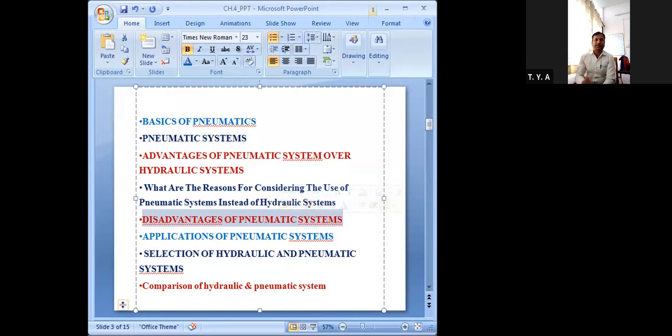Whereas if you consider the hydraulic system, the hydraulic system can be applied to higher pressure applications. Now higher means what? Up to 700 bar. Up to that range of pressure, you can use the hydraulic system. So those are the limitations, the disadvantages of our pneumatic system. Getting it? Now here I will give some applications. I will give highlights on the applications of the pneumatic system.